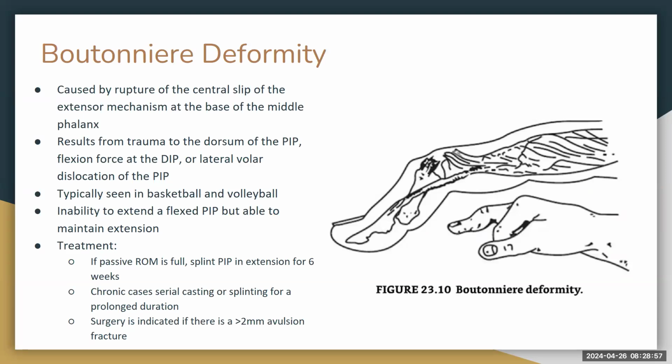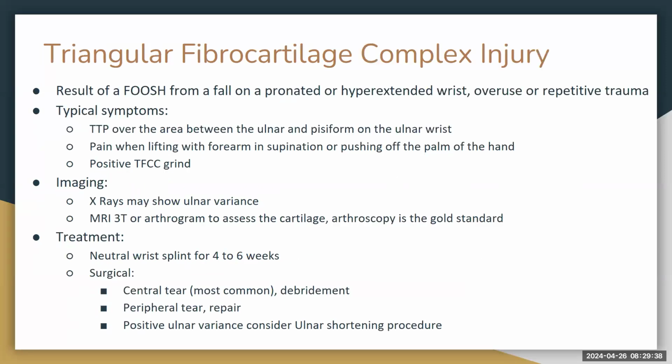Next, boutonniere finger. This is the rupture of the central slip of the extensor mechanism. It results from trauma to the dorsum of the PIP, forced flexion at the DIP, and lateral or volar dislocation of the PIP. Typically in basketball or volleyball players, you have the inability to extend a flexed PIP, but you can hold it if it's passively put there. Treatment, if passive range of motion is full, splint the PIP in extension for 6 weeks. Chronic cases, serial casting or splinting for prolonged duration. And if there's an avulsion fracture greater than 2 millimeters, you think about surgery for those.